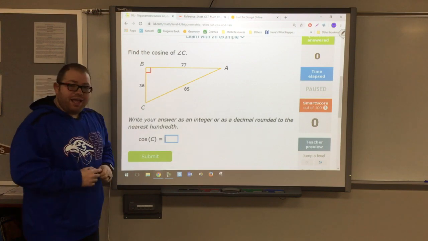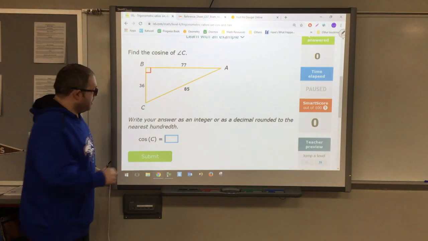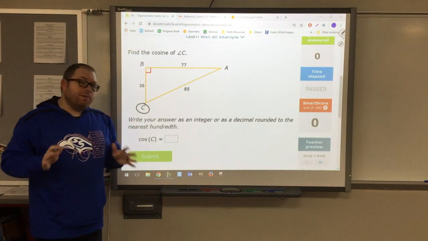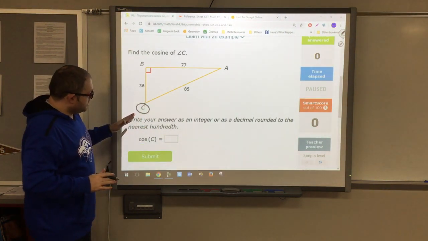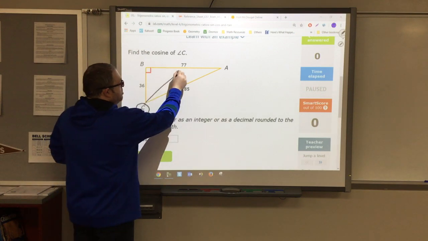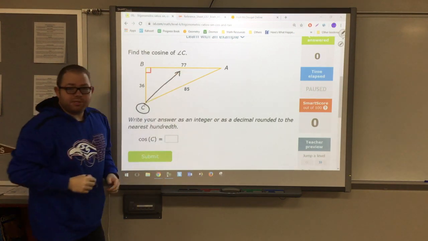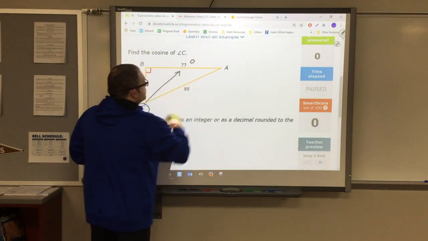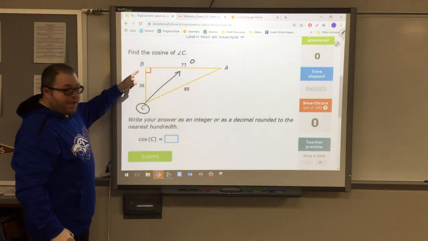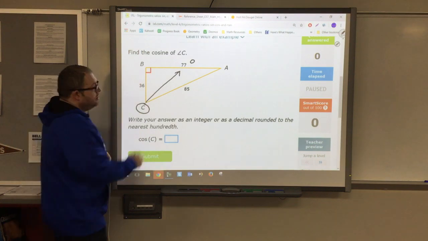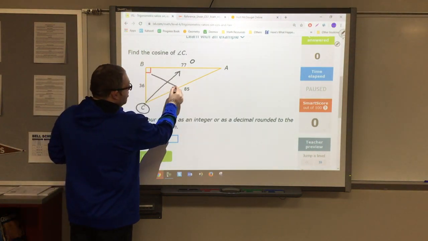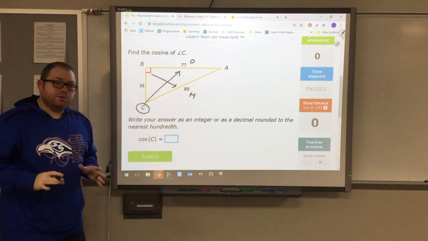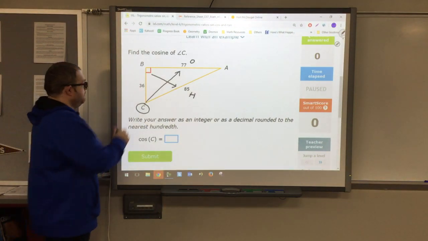Since they want me to find angle C, that should be my focal point. Now, across from the angle that they ask you to focus on, that's always going to be your opposite side. I'm going to label that with O. Your right angle across from that will always be your hypotenuse. And that means that the other side is your adjacent side.